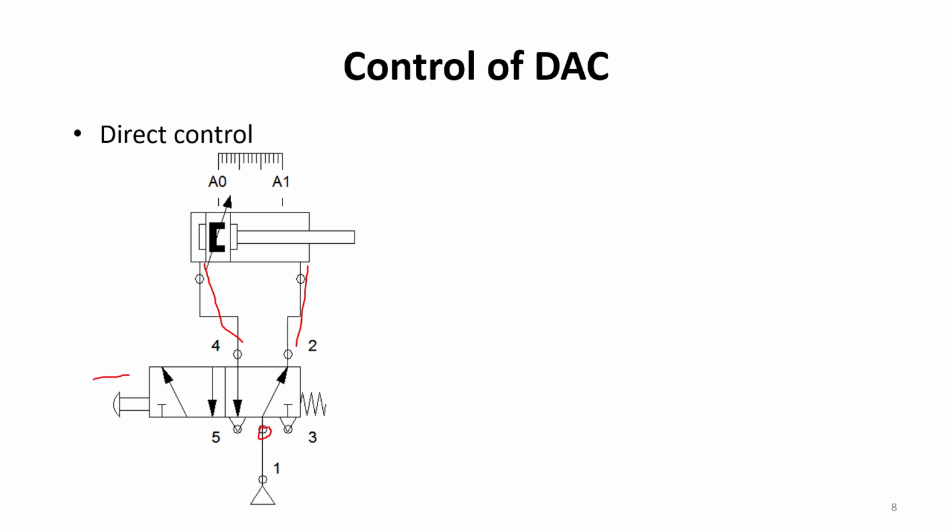When a manual operator presses this push button, the left hand side actuation of this DCV will be coming into contact, and fluid flow will happen from port number 1 to 4, which will make the cylinder to extend. At the same time, volume that is present in the rod end of the cylinder will escape from port 4 to port 5.